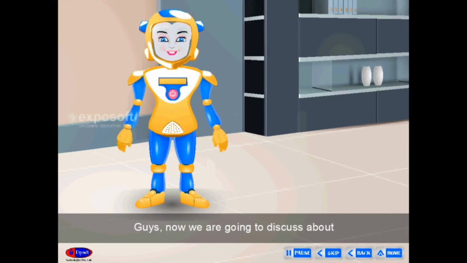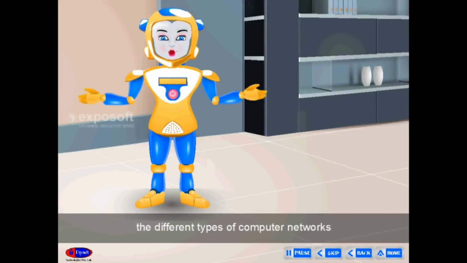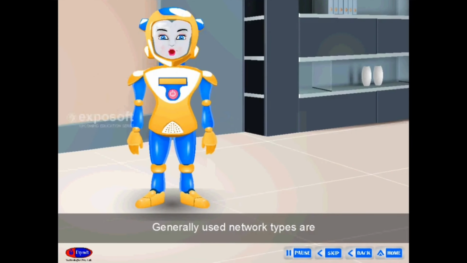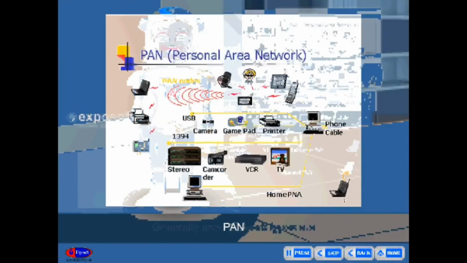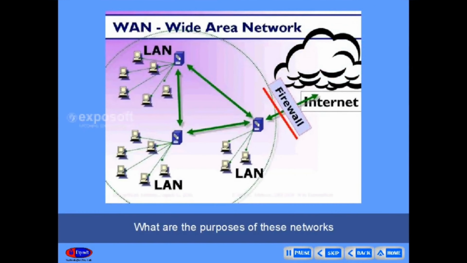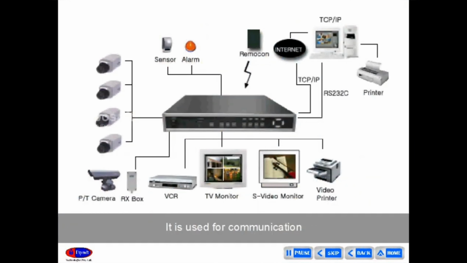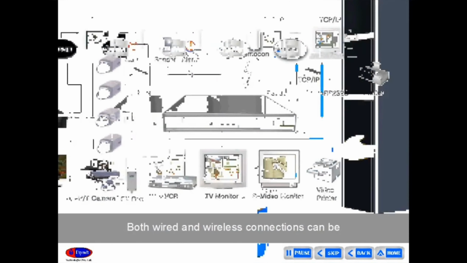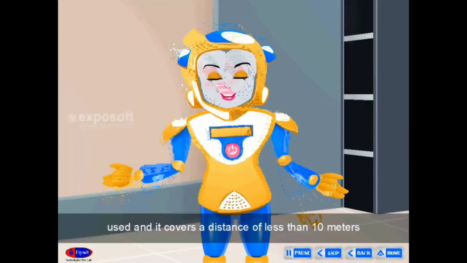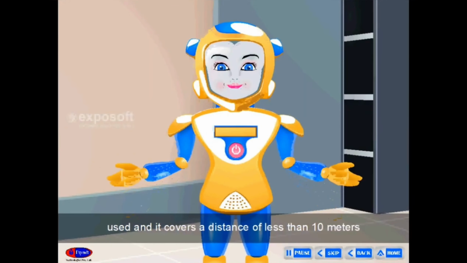Guys, now we are going to discuss about the different types of computer networks. Friends, can you guess it? Generally used network types are PAN, LAN, MAN, and WAN. What are the purpose of these networks? I will explain it. Listen. PAN, Personal Area Network. It is used for communication among computers and computerized devices. Both wired and wireless connections can be used and it covers a distance of less than 10 meters.